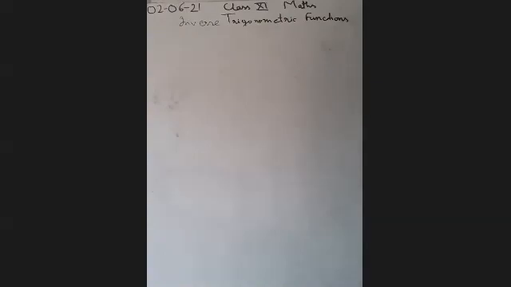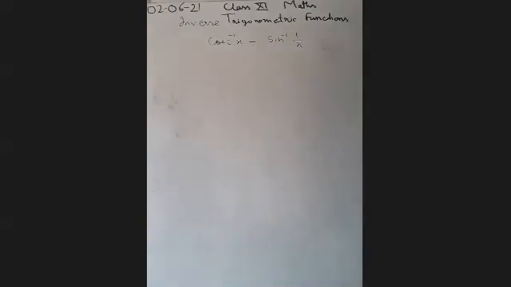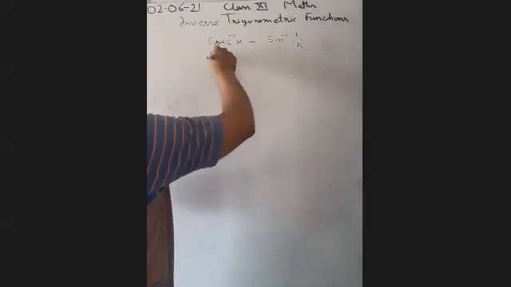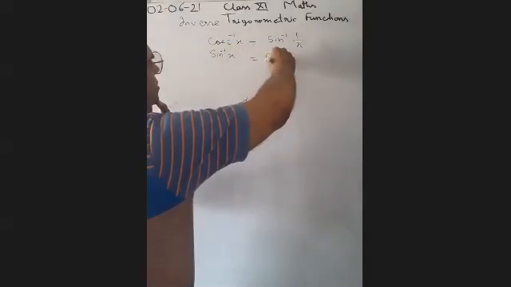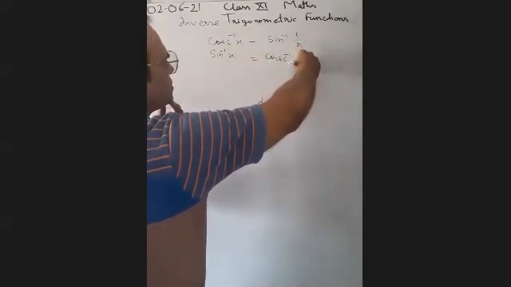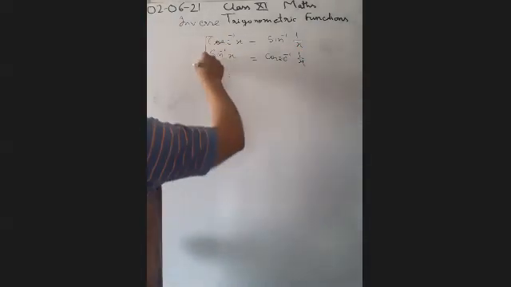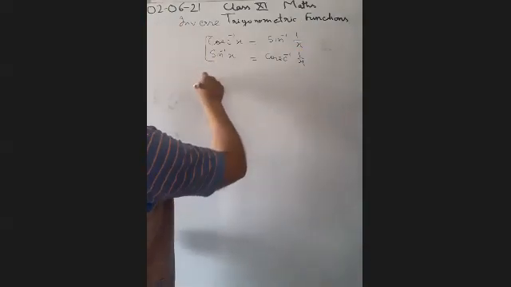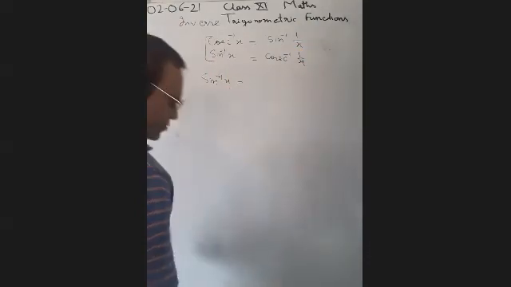ठीक है, just as you have learned cosec theta is equal to 1 upon sin theta, similarly cosec inverse x is equal to sin inverse 1 upon x, or sin inverse x is equal to cosec inverse 1 upon x. ठीक है. Similarly, you can do all other formulas also in the same manner. So I am doing just the first part, that is cosec inverse x is equal to sin inverse 1 upon x.